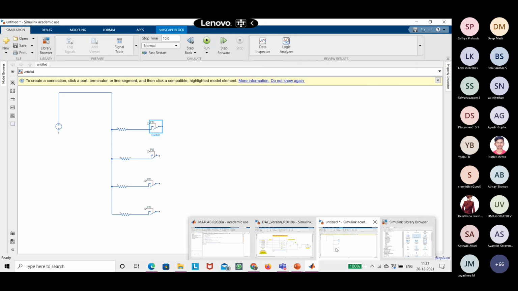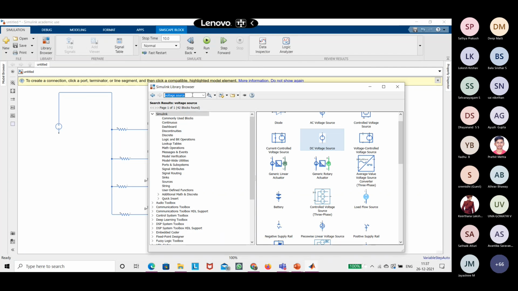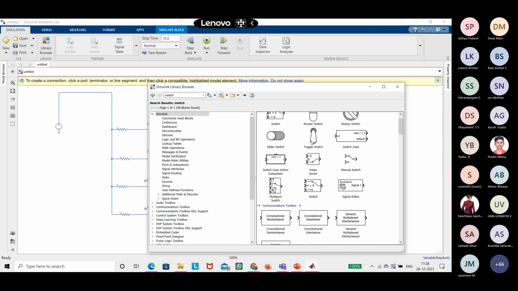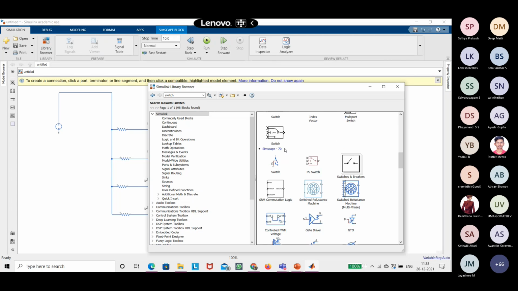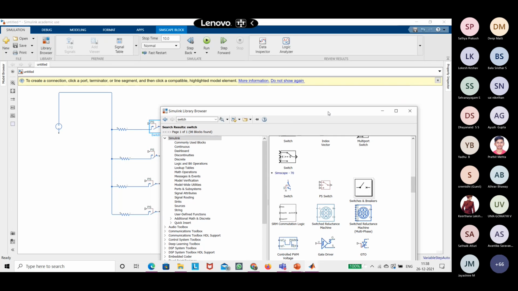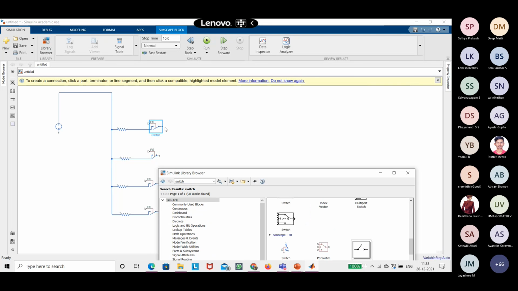So this is the switch. Go to the library browser, just type out switch, hit enter and then move down to find the Simscape heading, and you will have the switch over here. Once you have it, press Ctrl R by selecting it so that you can rotate it. Okay, and get this done.